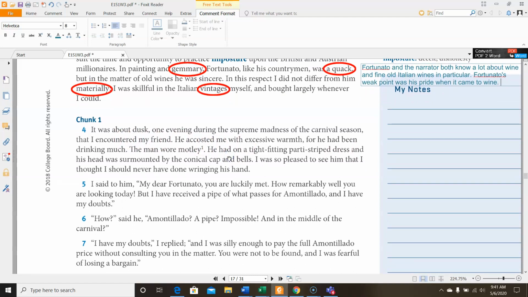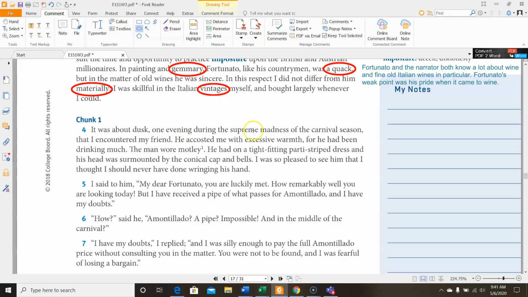For chunk 1, it says, "It was about dusk, one evening during the supreme madness of the carnival season, that I encountered my friend. He accosted me with excessive warmth, for he had been drinking much. The man wore motley. He had on a tight-fitting parti-striped dress, and his head was surmounted by the conical cap and bells. I was so pleased to see him that I thought I should never have done wringing his hand."